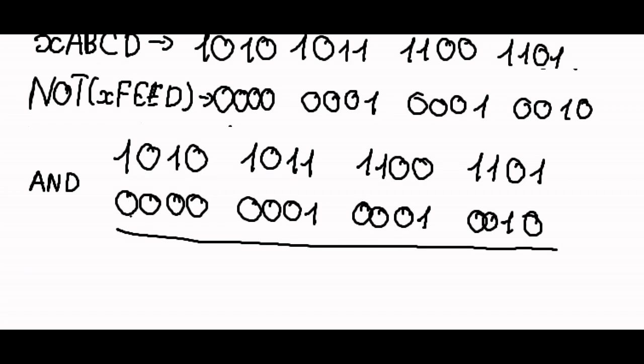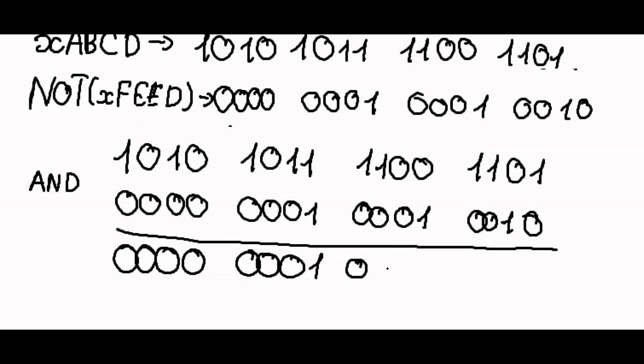Now let's calculate this. 1 and 0, which is equal to 0. 0 and 0 is equal to 0. 1 and 0 is 0. 0 and 0, which is 0. 1 and 0 is 0. 0 and 0 is 0. 1 and 0 is 0. 1 and 1 is 1. And 1 and 0, 0. And 0, 0, 0, 0, 0, 0, 0. And that is our AND operation.